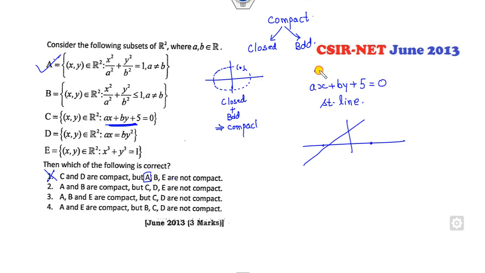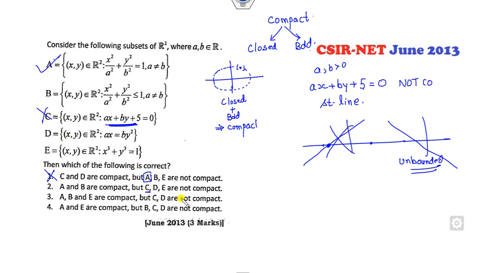Depending upon that, if I choose A and B both positive, then it will be minus 5 over something. Sorry, this is not the line. This is my line. Fine. And clearly this line is unbounded. So once this is unbounded, it means it is not compact. So C is not compact.